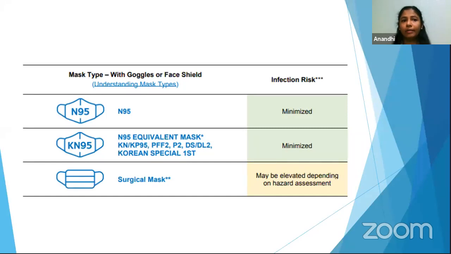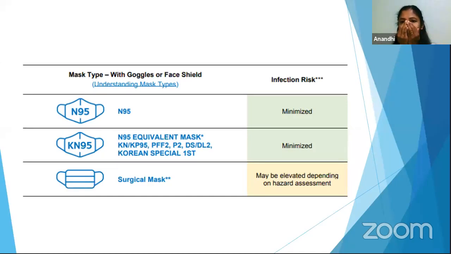So for the N95 mask, you need to pinch your nose, and it comes with two rubber bands at the back, and it needs to be put on in such a way that everything is fully sealed. Your nose, mouth, everything is fully covered and sealed. And we do a test after we put on the mask. There are two tests that you can do. One is the positive air pressure and the negative air pressure.